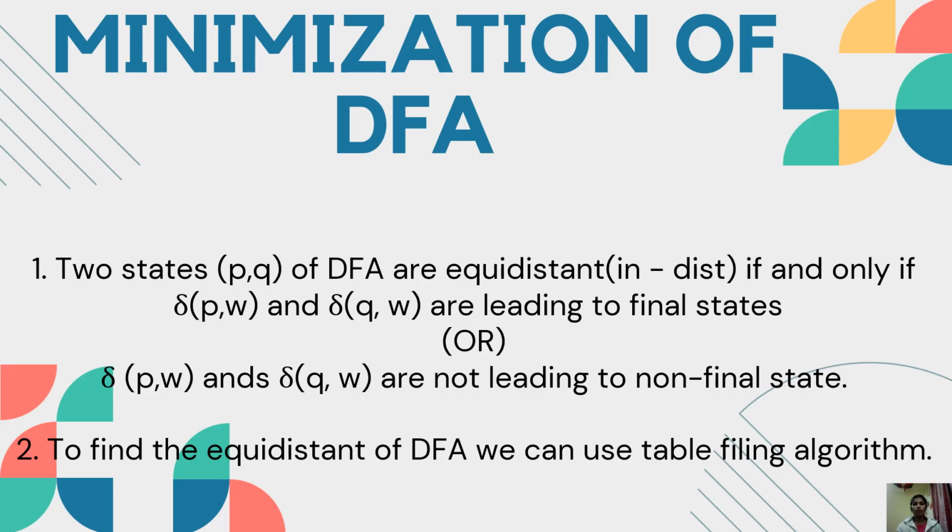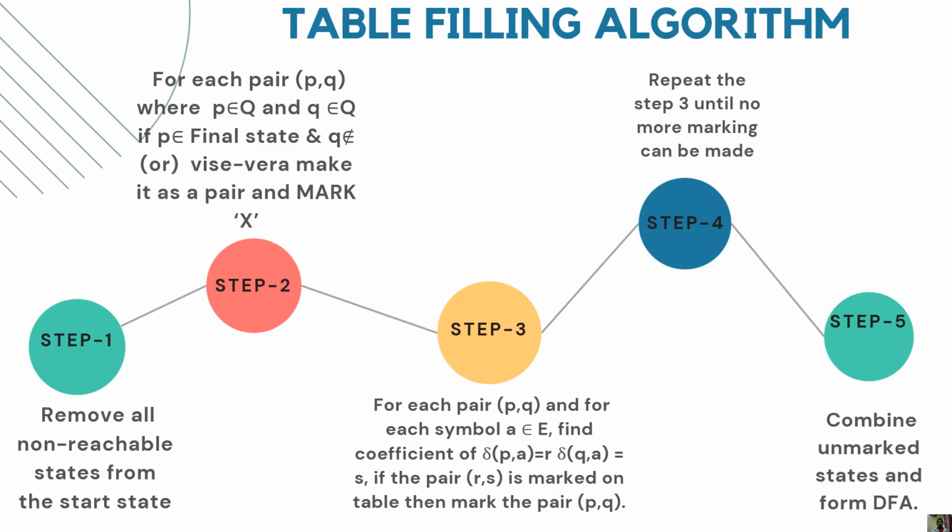And our core topic, that is the minimization of DFA. So we will go through some of the gist. Two states P and Q of a DFA are equivalent if and only if PW and QW are both leading to a final state, or PW and QW are both leading to a non-final state. So either of the conditions will be satisfied. To find equivalent states of a DFA, we'll be using the table filling algorithm.